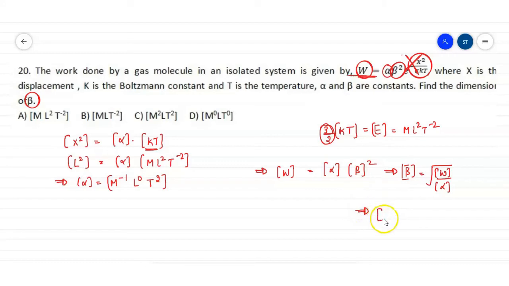So here dimension of beta will be equal to root of work, which has the same dimension as energy. So this will be equal to ML square T power minus 2 divided by alpha, just we have calculated, M power minus 1 L power 0 T power 2. So this will be M power 2 root, that will be M, L square by L power 0, L square root L. This will be T power minus 4. T power minus 4 root will be T power minus 2. So this will be the dimension of beta, M L T power minus 2.